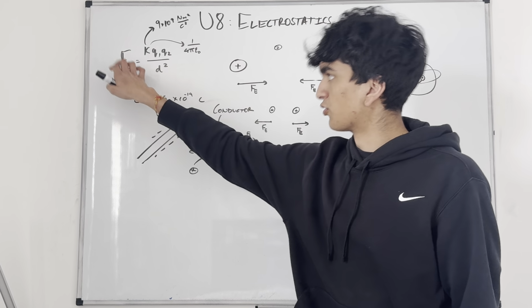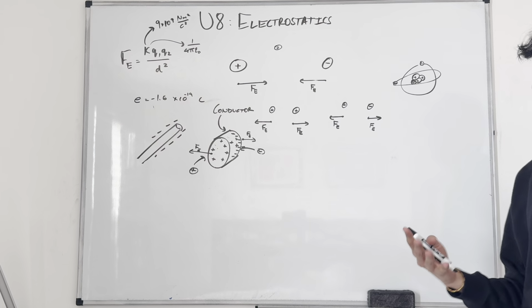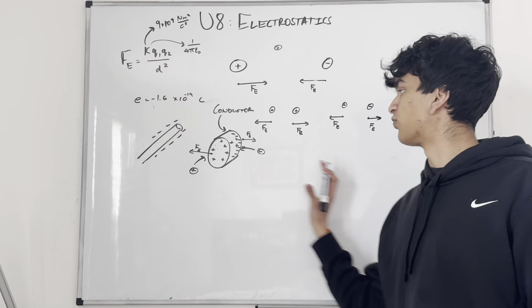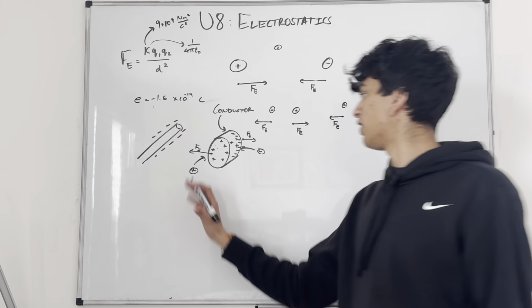Smaller d, greater force. So overall, the net force would be towards the rod. You can think this through. It doesn't matter whether this is a positive rod. You could draw your diagram as I was showing over here.